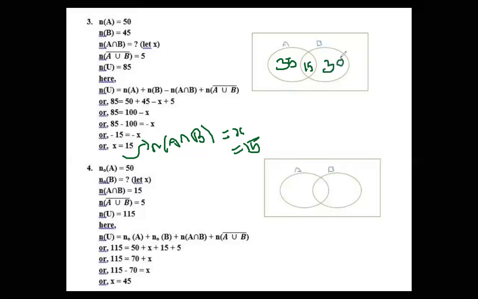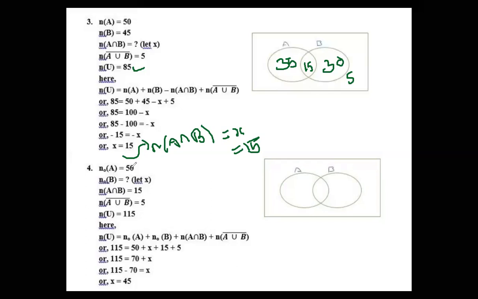And what is the value of complement? Complement is 5. Add this all, you should get NU. So if we add it, 35 plus 15 will be 50, 50 plus 30, 80, 80 plus 5, 85. Did you get the value of NU as 85 or not? Okay, we got it as 85 and our answer is correct. So let us go to the next question also quickly.